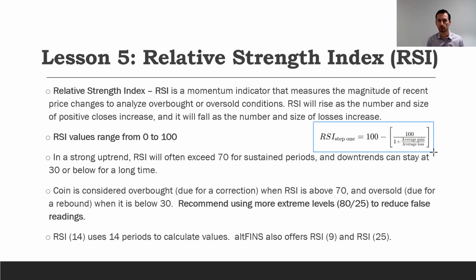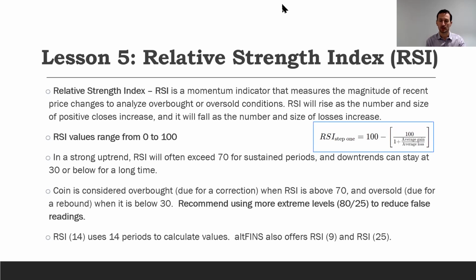We also have RSI 9 and RSI 25 on the platform. The RSI 9 will be a lot more sensitive and volatile, while RSI 25 will use 25 periods, in our case days, and therefore will be slower to respond to price changes. But RSI 14, or 14 period RSI, is the standard that most traders use. And again, the key here is that it's using a ratio of average gains over average losses, as you can see in this formula here.